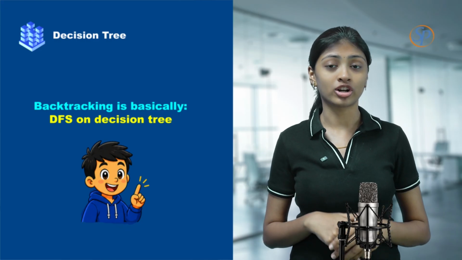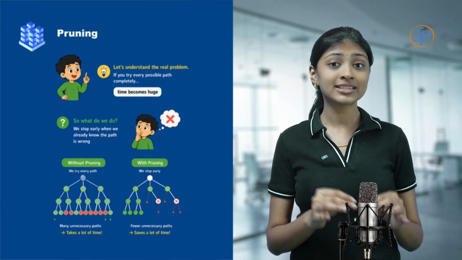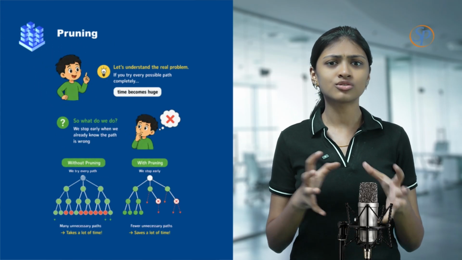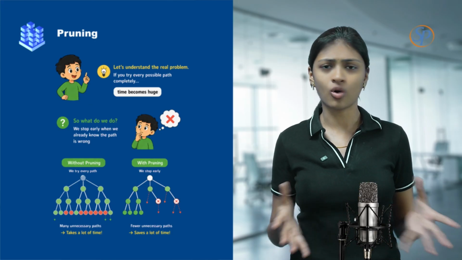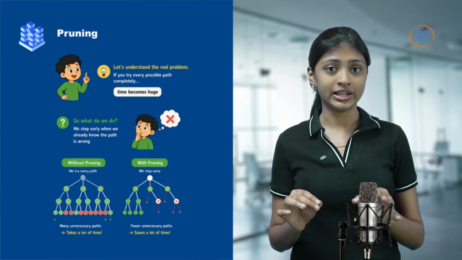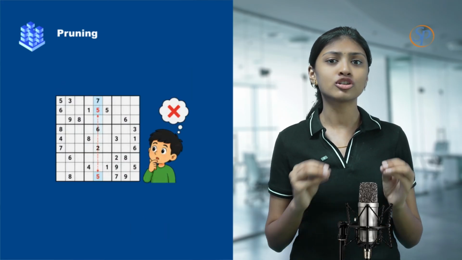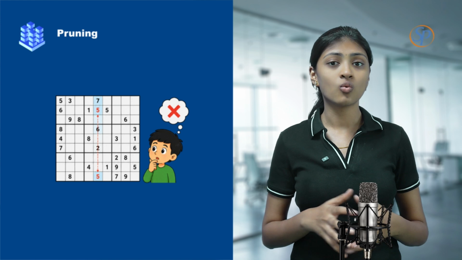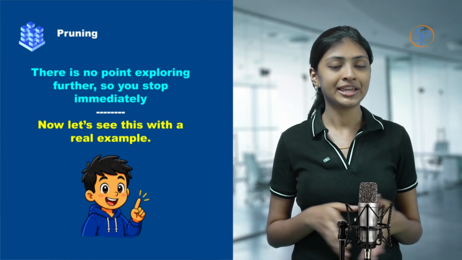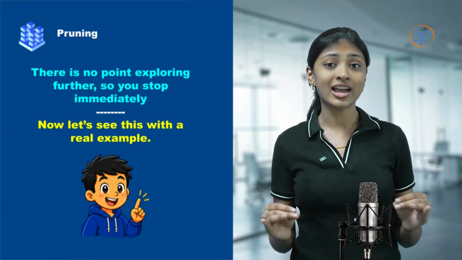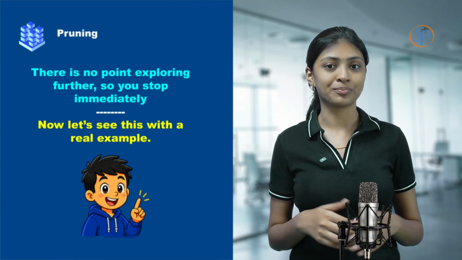Now comes the most important optimization. Pruning. Stopping early. Let's understand the real problem. If you try every possible path completely, time becomes huge. So what do we do? We stop early when we already know the path is wrong. For example, if you are solving Sudoku and a number violates rules, there is no point exploring further, so you stop immediately. Don't waste time on invalid paths. Now let's see this with a real example.